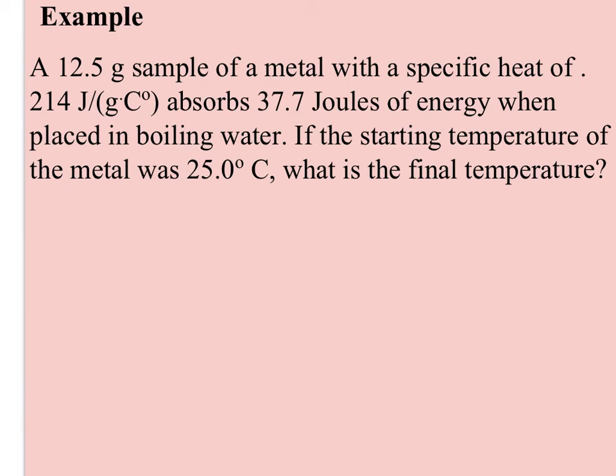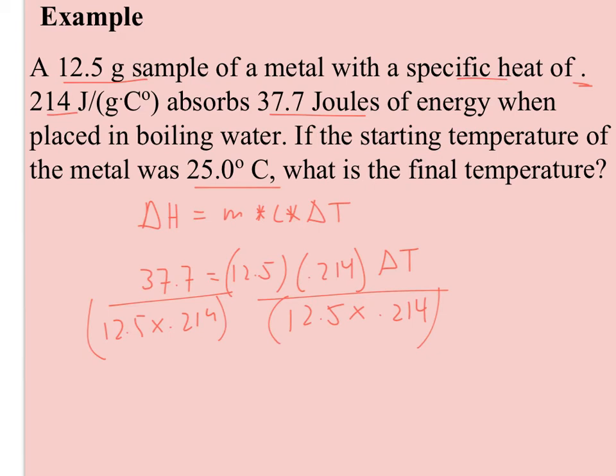This equation asks for the change in temperature, so it can also help me find the change in temperature. So if I divide both sides by the 12.5 times 0.214, when I solve for delta T, I have a temperature change of 14.1 degrees Celsius. Now I can look at my starting temperature was 25 degrees. My ending temperature is what I want to know, and my temperature change was 14.1.